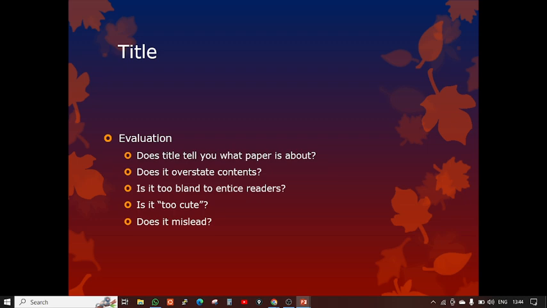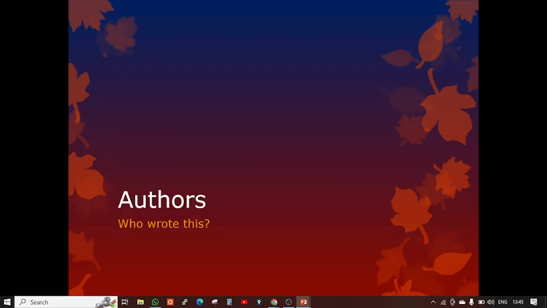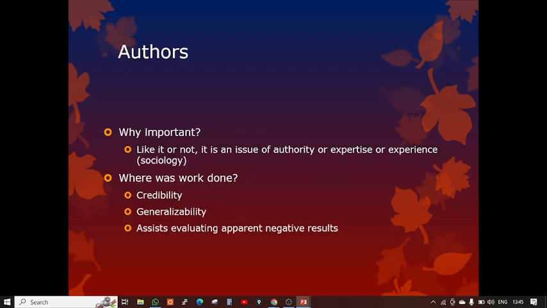Is it too cute or too short, and does it mislead or not? Because if you are telling something in your title, but when readers read inside your paper it does not exactly reflect the research you did, that should not be so. You have to evaluate your title before final publication. Then going to authors, that we already discussed.